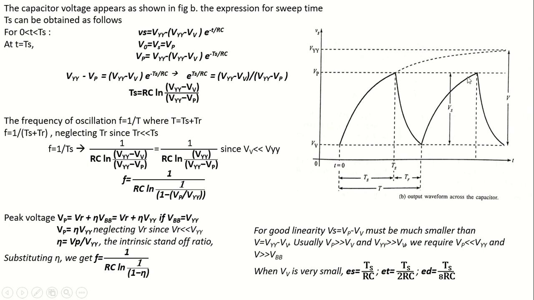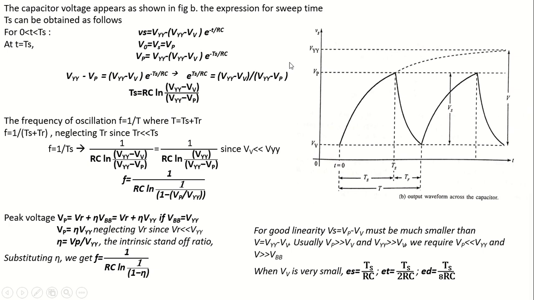So this cycle continues and it generates an exponential signal like this. Considering 0 less than t less than ts, during this duration it is an exponentially increasing waveform. As we see, the final value up to which the capacitor can charge is actually VYY from the circuit. So the final value is VYY and the initial value is VV here.